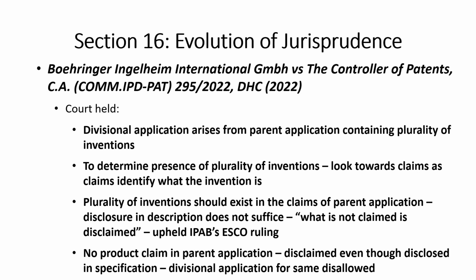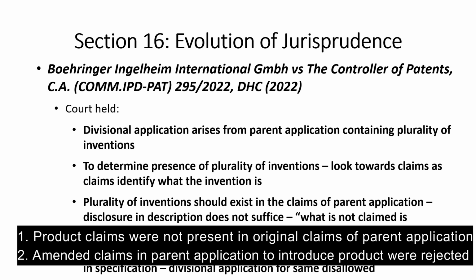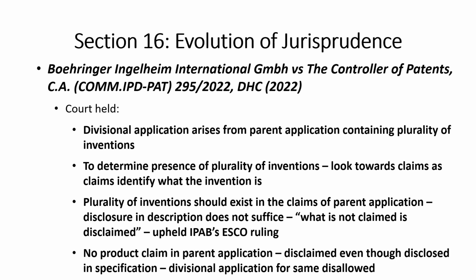Coming to the facts of the case, the court said that there are no product claims in the parent application even though it is disclosed in the specification, but since they haven't claimed it, it is considered as disclaimed, and thus a divisional application filed to cover those products cannot be allowed. To summarize, the legal position is that a divisional application can only be filed if there are plurality of distinct inventions in the claims of the parent application. So you can keep some of the claims in the parent application and file one or more divisional applications for the distinct inventions that are there in the original claims of the parent application. This is all about the legal position that exists in respect of divisional applications or division of patent application, as you may call it.